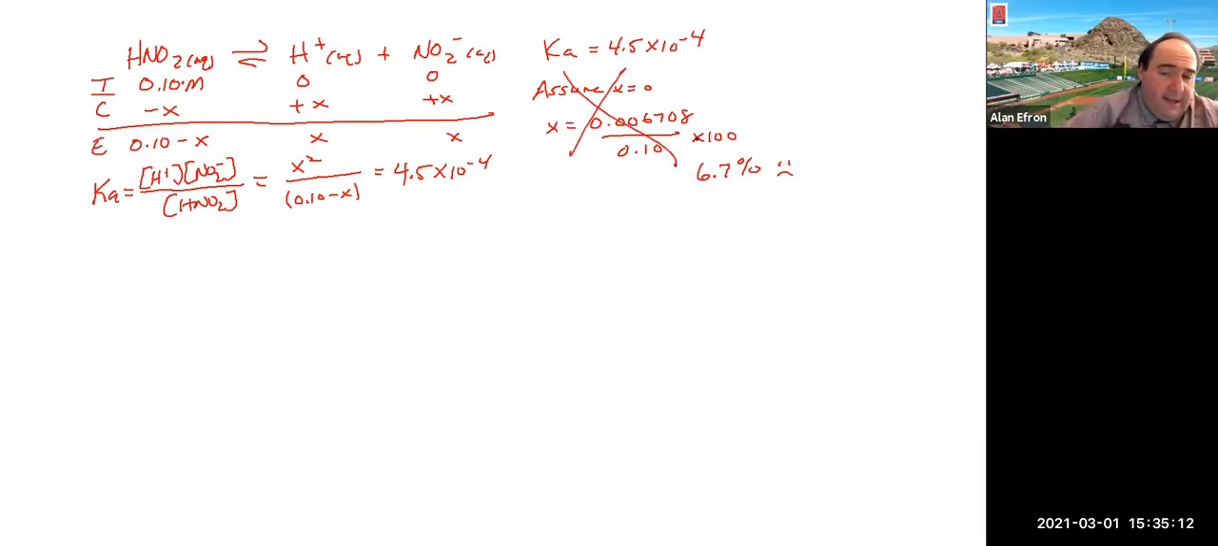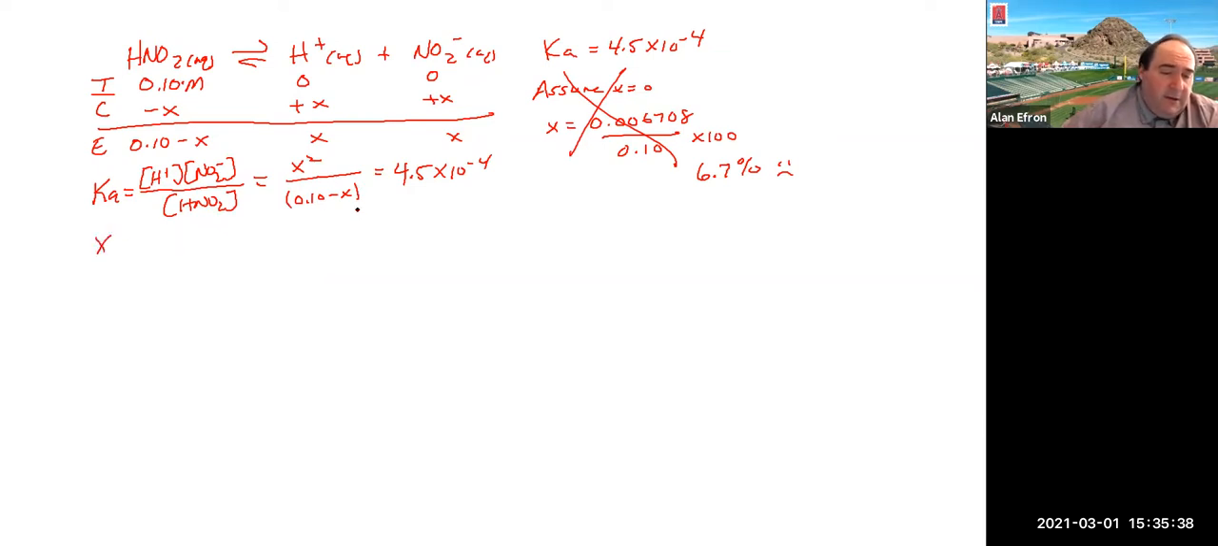So again, a reminder that the assumption will not always work, will not always be correct. You do want to make sure that you check it. It's not going to make a tremendous difference in the pH at the end in this particular example, but technically it is wrong if you did the assumption here and didn't check it. Because our assumption is no good, we need to go back and solve it using the quadratic.